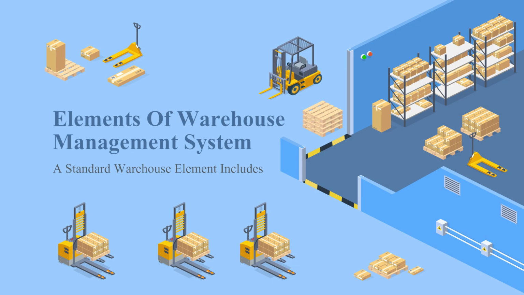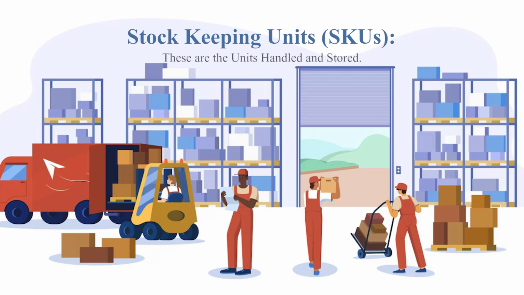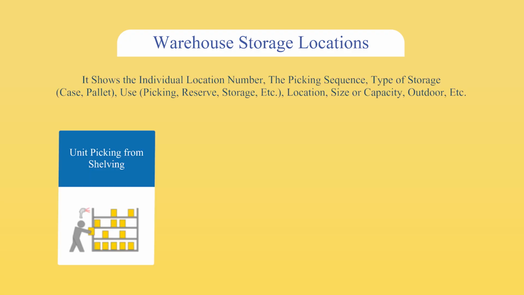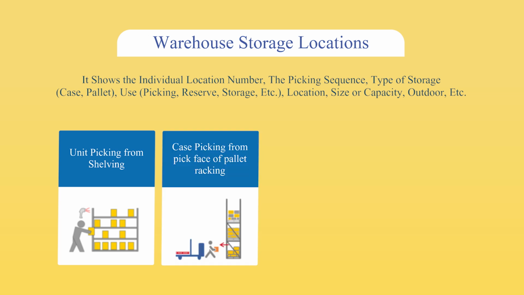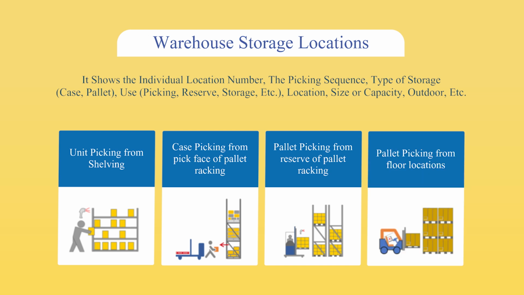A standard warehouse element includes, first, SKUs. SKUs stands for stock keeping units. These are the units handled and stored. Second, warehouse storage locations. It shows the individual location number, the picking sequence, types of storage called case or pallet, use, picking, reserve, storage, etc. Location size or capacity, outdoor, etc.